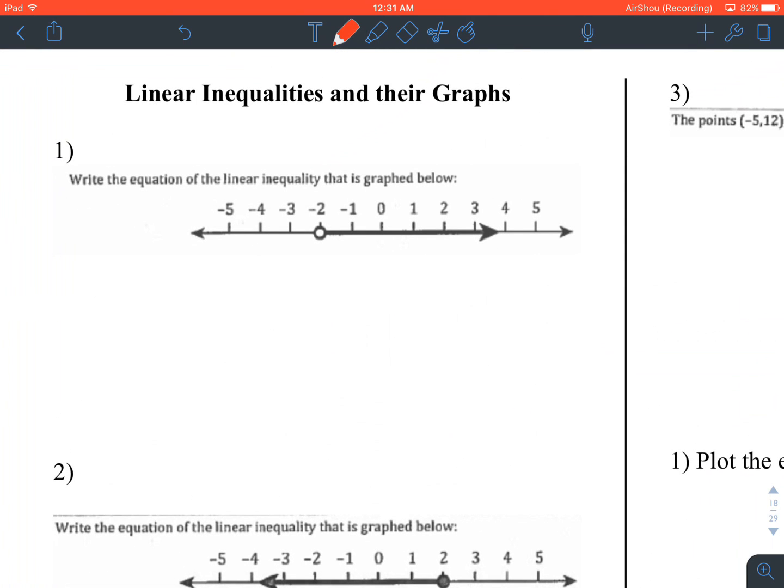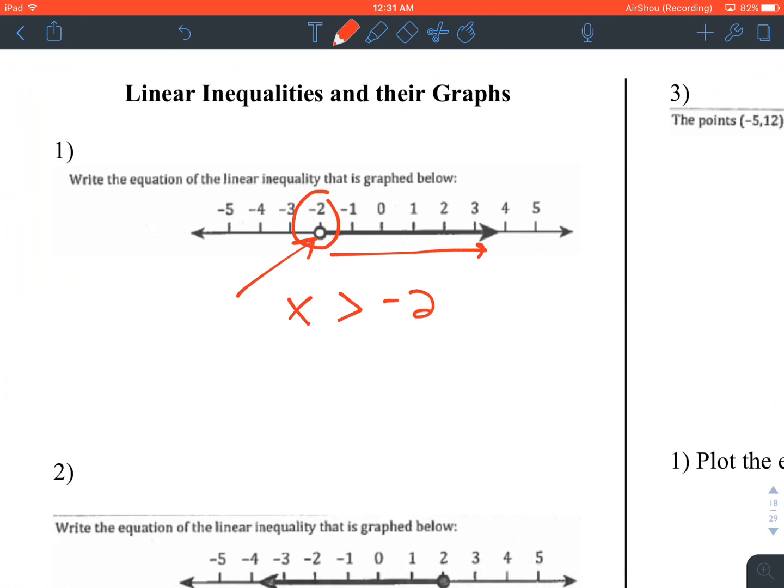Inequalities on number lines. Write an inequality, or write the equation of the linear inequality that is graphed below. So here's how this works. We are going to use x as our variable, and when we look at our starting point, it's starting at negative 2. We want all the numbers to the right of it. We want all the numbers that x are greater than negative 2.